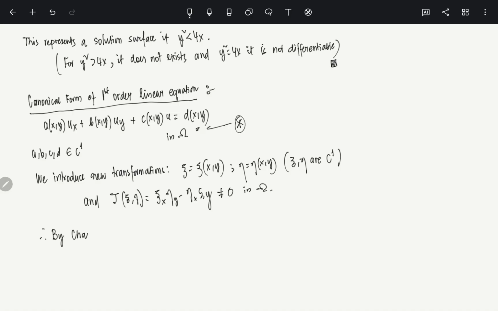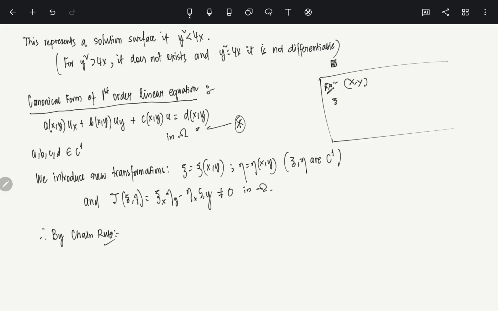By chain rule, maybe I can give you an example of what we are trying to do here. So let's say initially we have this equation, the equation in x, y, right? Now let's say, as an example, this is nothing to do with the problem, this is an example of what is exactly happening, what is this transformation.